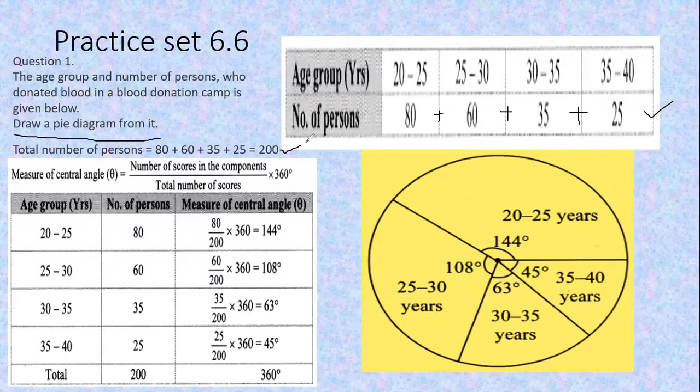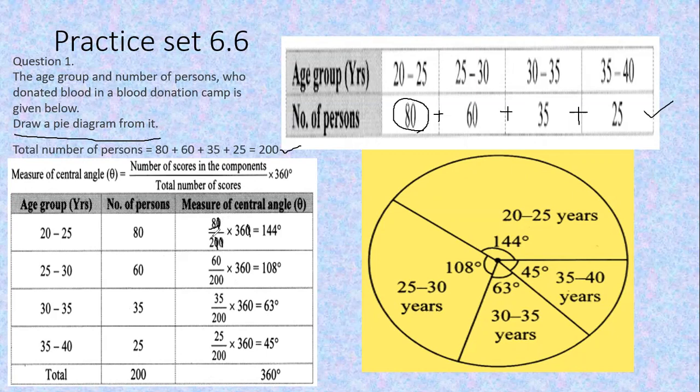Now find out the central angle. Measure of central angle, you have to find theta. So theta equals the number of scores in the component upon the total number of scores, into 360. Here the first number is 80 and the total we get is 200. So 80 upon 200, which is multiplied with 360. So calculate it. This way you can calculate.